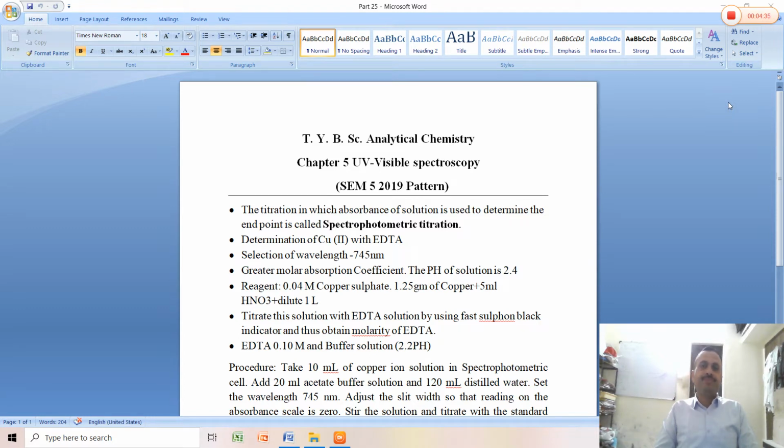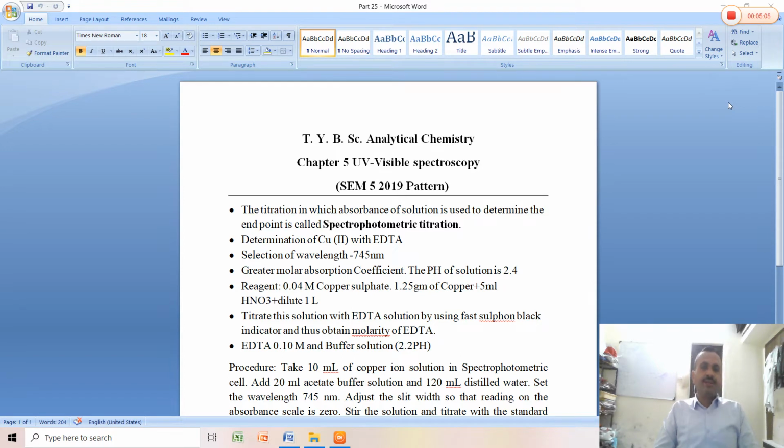Now the unknown volume can be determined by the calibration curve method, and that unknown volume can be multiplied by the molarity of copper, and we get the amount of copper present in the colorimetric determination of copper. We get the unknown volume of copper in the test solution in the colorimetric method.